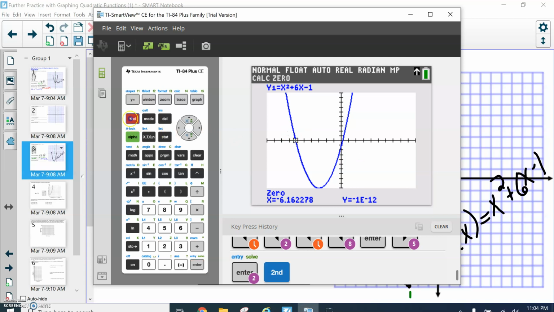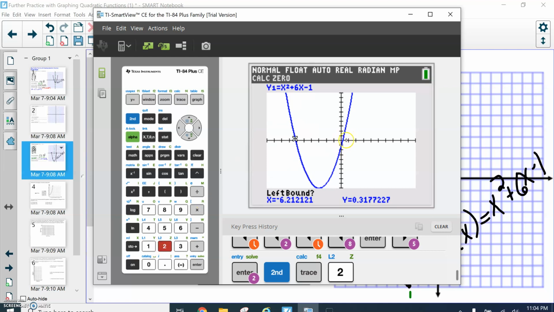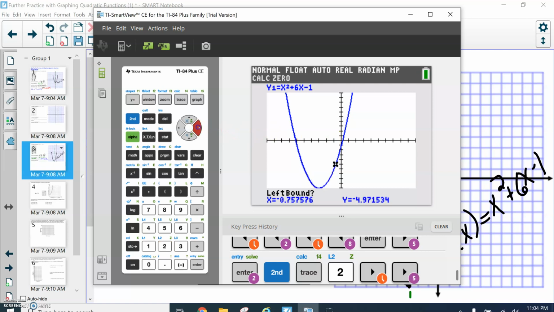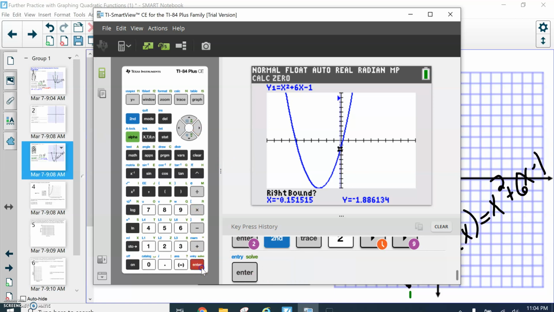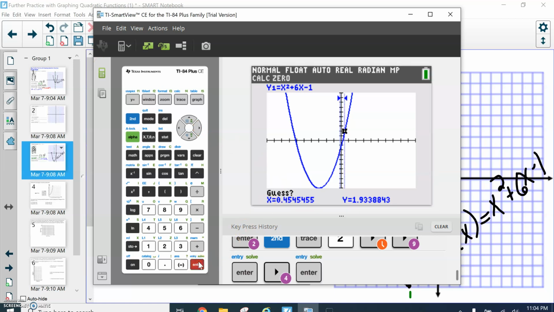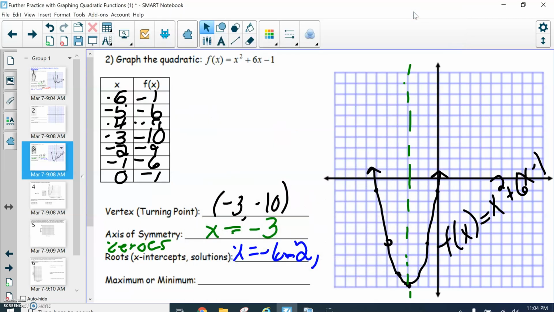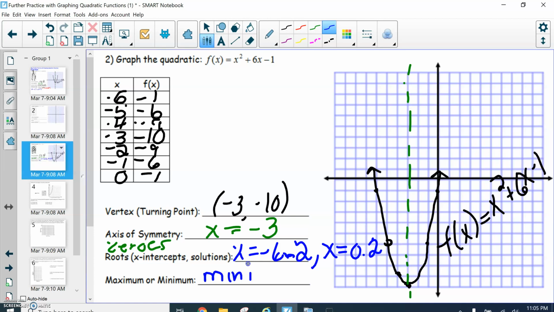Okay. Then we're going to hit second, trace, option 2 again, and now I'm going to find my x-intercept on the right. So I'm going to scroll all the way over. I want to be to the left of that point, hit enter. Scroll a little more. They want the right bound, hit enter, and then guess. So this x-intercept is approximately 0.2. All right, and then this graph, because it opens upward again, has a minimum value.